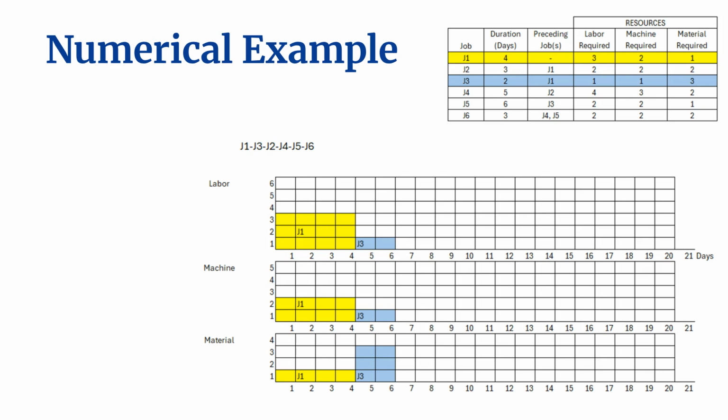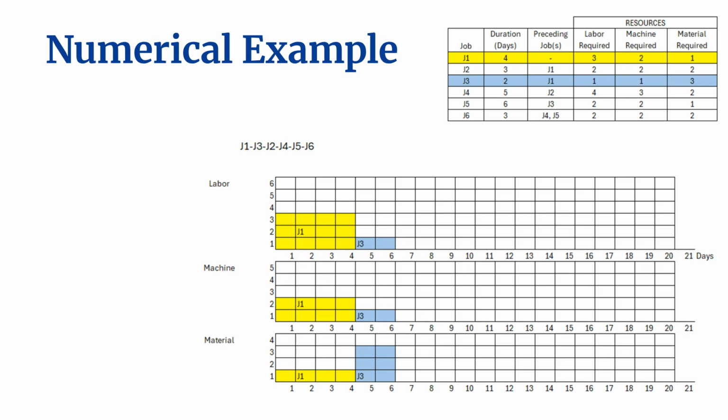Now let us examine J3's resource requirements. This job requires 1 unit of labor, 1 unit of machine capacity, and 3 units of material. Its fixed duration is 2 days. Before confirming the schedule, we must verify that these resources are available from time 4 to time 6 without exceeding capacity limits. Assuming no other jobs are currently occupying these resources during this window, J3 can indeed proceed as planned.